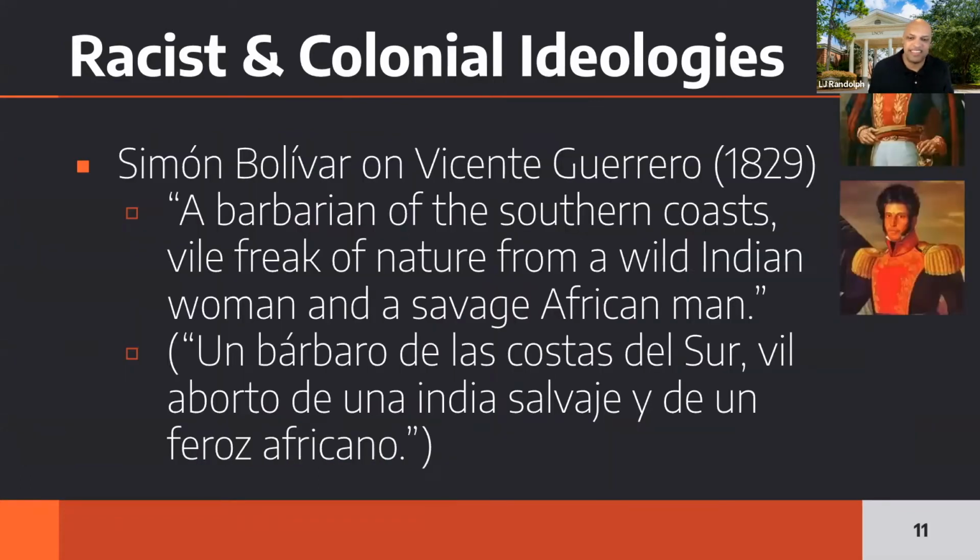And then we see it in some of what I call our faves of the profession. This is a quote by Simón Bolívar, who is thought of as kind of like the George Washington of Latin America. And George Washington is also problematic, right? But you can see here his thoughts on the first president of Mexico of African descent, and he calls him a barbarian of the southern coast, a vile freak of nature, from a wild Indian woman and a savage African man. And you can't teach a contemporary Latin American course without including Jorge Luis Borges, right?